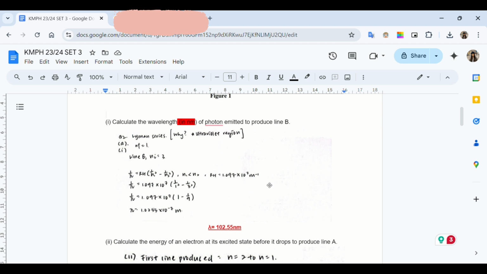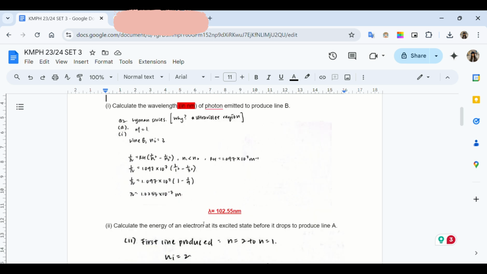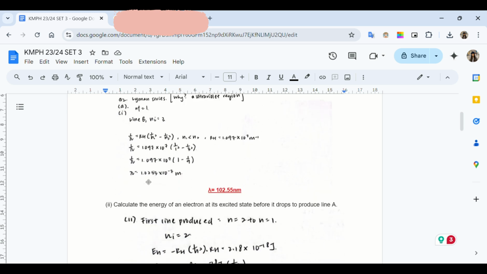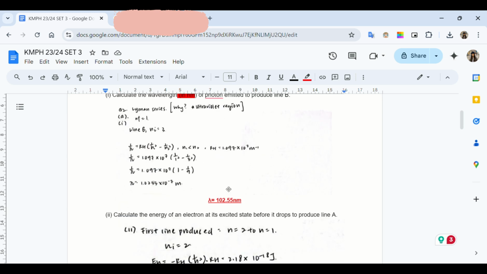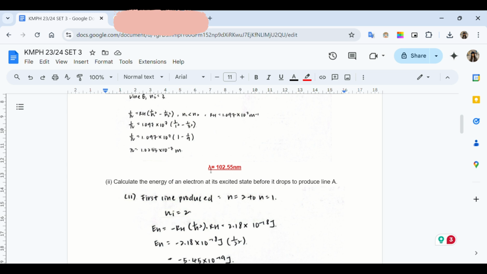So after you substitute all these figures into the formula, the final answer you will be getting if you click the calculator will be 1.0255 times 10 to the power of -7 meter. And since the question asks us for the wavelength in the form of nanometer, you can click the calculator and you will be getting this answer.